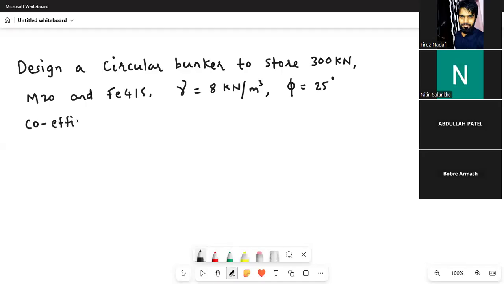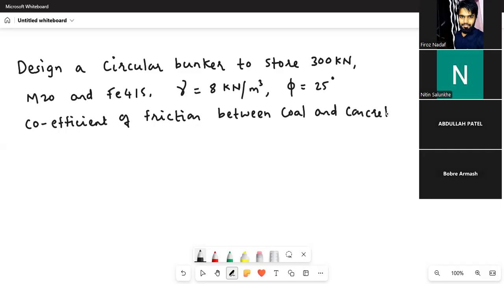Coefficient of friction between coal and concrete is mu dash equal to 0.444. The material to be stored is coal. So this is what is given.